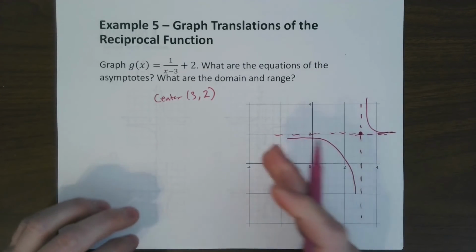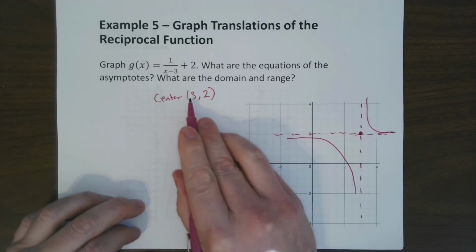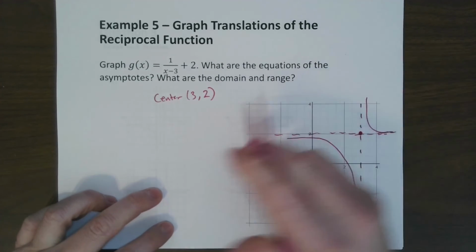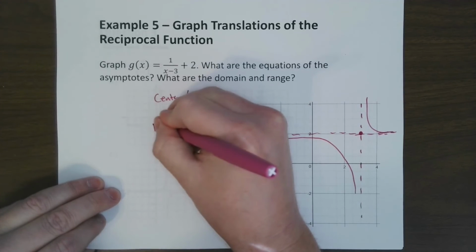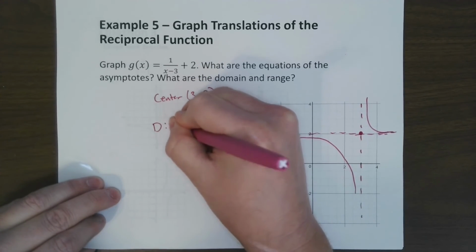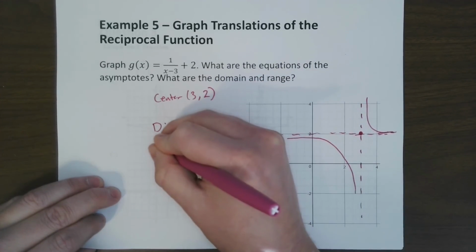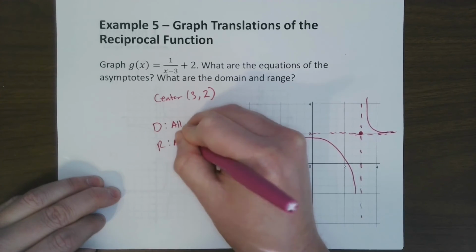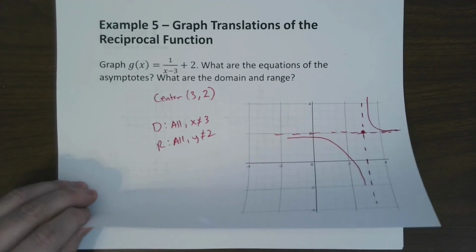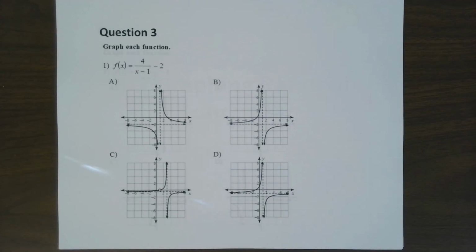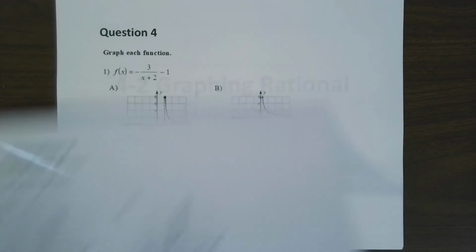Now the domain and range: it can be all numbers for your x's except for 3. It can be all numbers for y except for 2. So the way we write that is we say domain is all real numbers, but x cannot equal 3. And the range is all real numbers, but y cannot equal 2. And that's basically how you do it. Go ahead and try this problem.